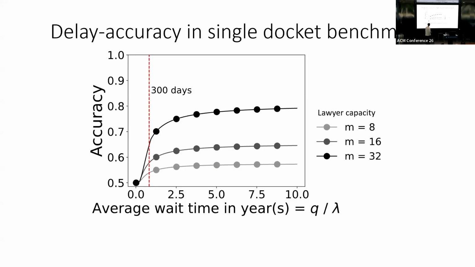But at least we can look at some numerical results. Here I'm plotting the relationship between delay and accuracy. To have a higher accuracy, you need to have a longer delay. But that trade-off will be improved if you have more lawyers. That kind of makes sense. If you have more lawyers to prepare, it's fine.